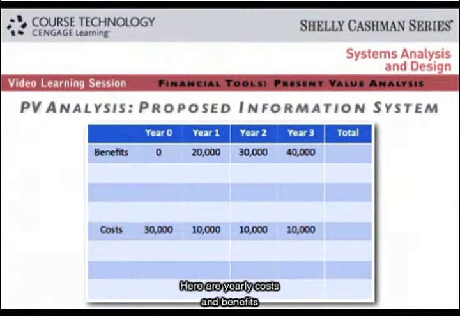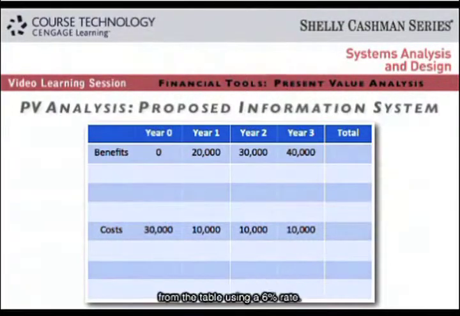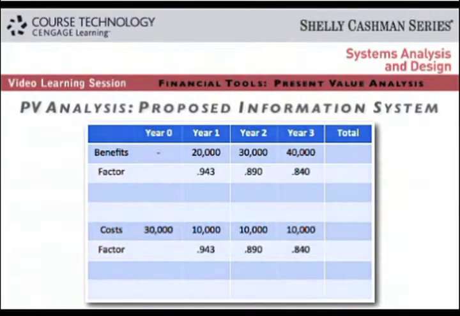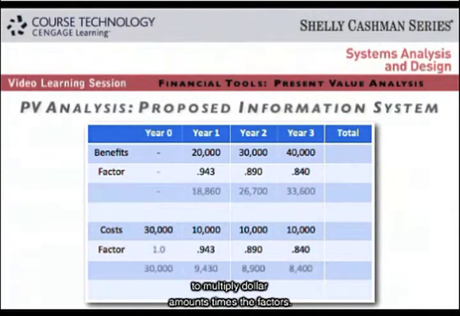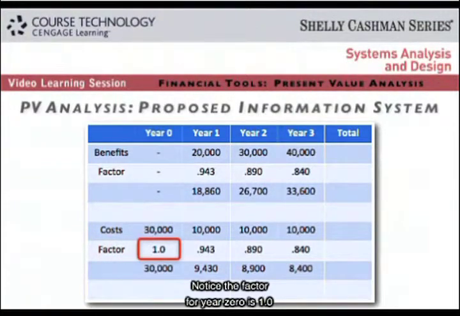Here are yearly costs and benefits for a proposed information system. Now we'll enter adjustment factors from the table using a 6% rate. With the factors filled in, we are ready to multiply dollar amounts times the factors. Notice the factor for year 0 is 1.0 because year 0 is the present value.